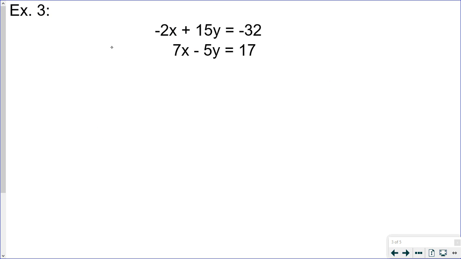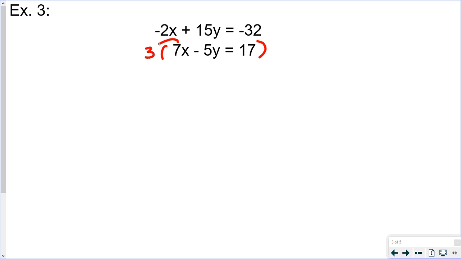All right. So this one is a little bit more work. So you can see whether I add these or subtract these, I'm not going to be able to cancel out the x or the y. It's not going to work. But again, remember, you can do anything you want to an equation as long as you do the same thing to both sides. So what I recognize here when I look at this is if I multiply this bottom equation by 3, that will give me a minus 15y here, and then these will cancel out.